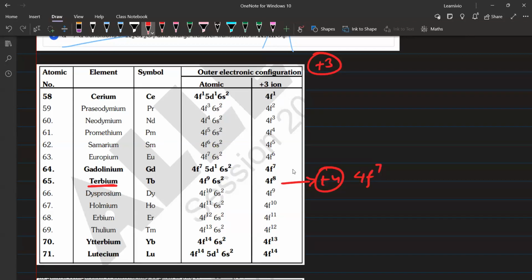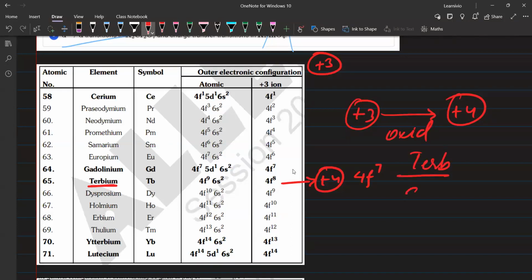ओके, अब यहाँ पे देखिए कुछ चीजें बहुत इंपॉर्टेंट है. That means ये आपके पास जो +3 ऑक्सीडेशन स्टेट होगा टर्बियम का, इससे +4 जाना आसान है. You can go from +3 to +4. What is happening? Oxidation is happening. That means we can say that terbium is going to be a good reducing agent. ये कह सकते हैं.